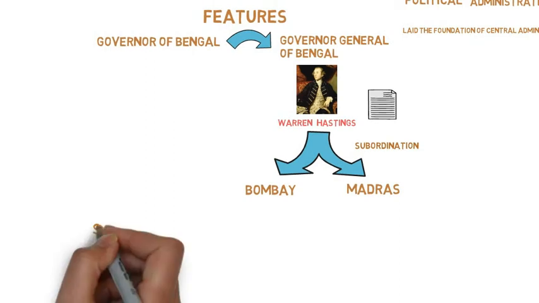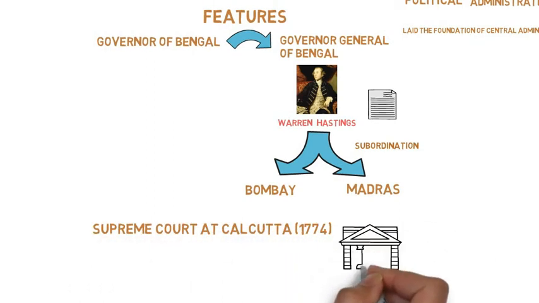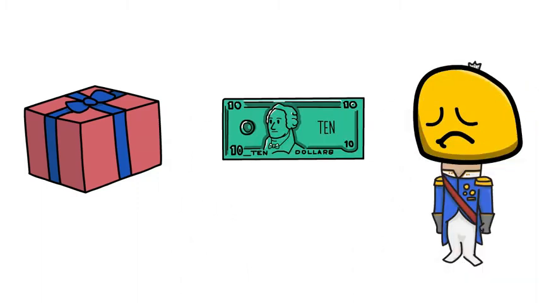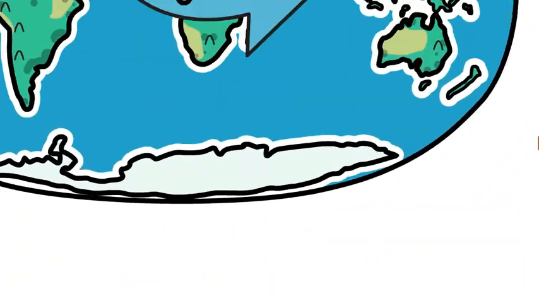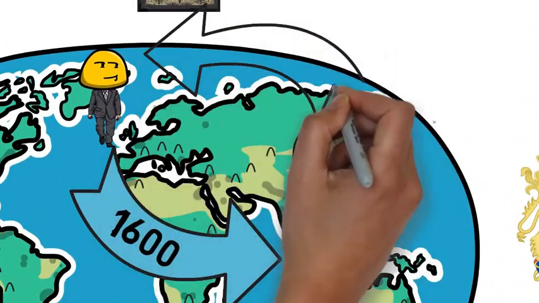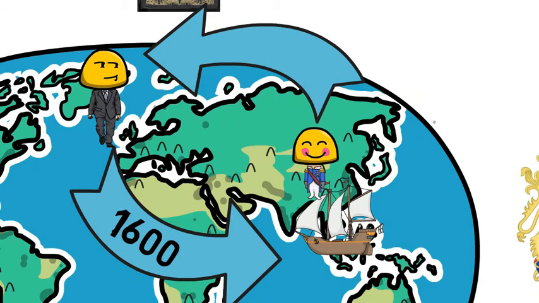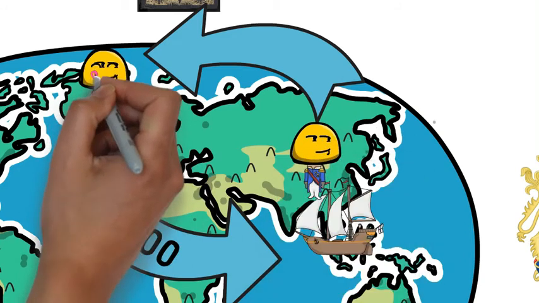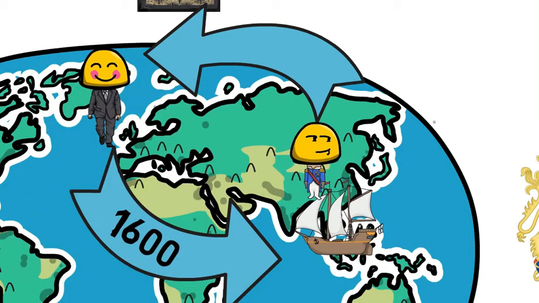The Act also provided for a Supreme Court at Calcutta. Accepting gifts and engaging in private trade was now prohibited for the company servants. The Court of Directors of the privately owned British East India Company now had to report to the British government on its revenue, civil and military affairs in India. Thus, the British government strengthened its control over the East India Company.